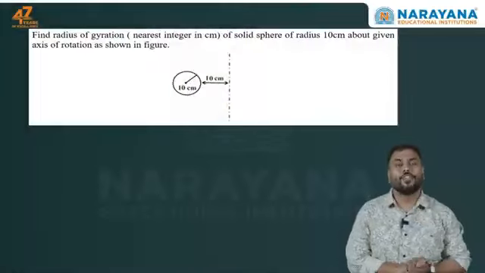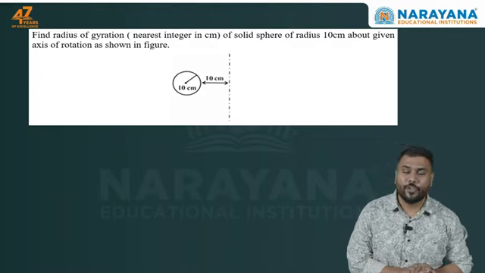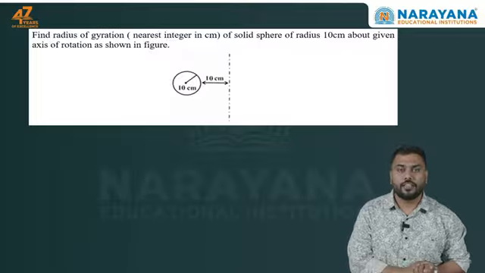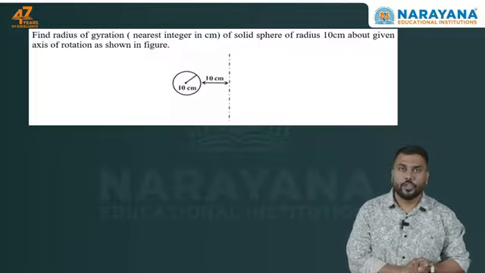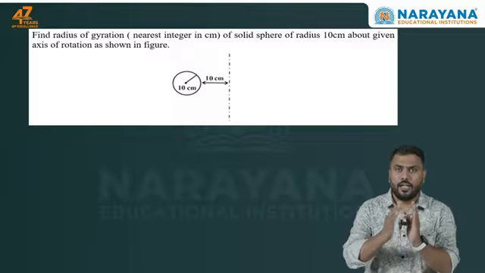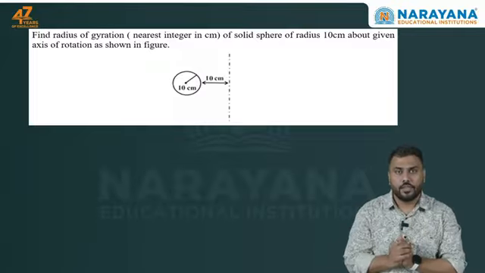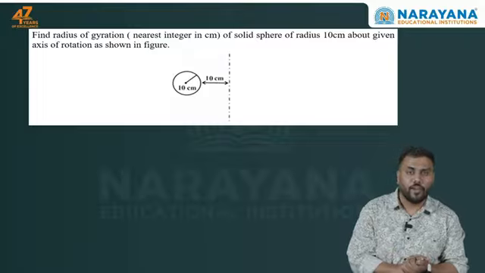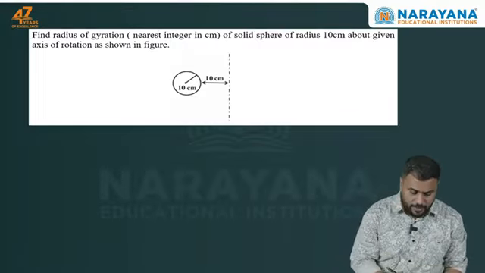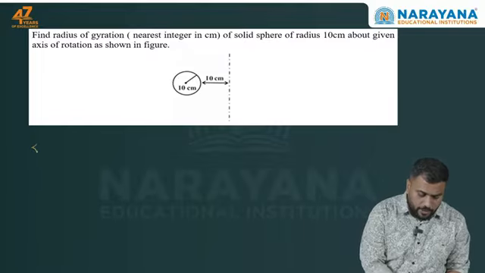Hello students, so let's discuss some more questions of today's 28th Jan morning session physics paper. So the first question that we have here is an integer type question. In this question they are saying there is a sphere of radius 10 centimeter and an axis is also provided to us. We need to find the radius of gyration of the sphere about the axis given. So let us see how we will find this answer. The radius of gyration, let us say it is k.